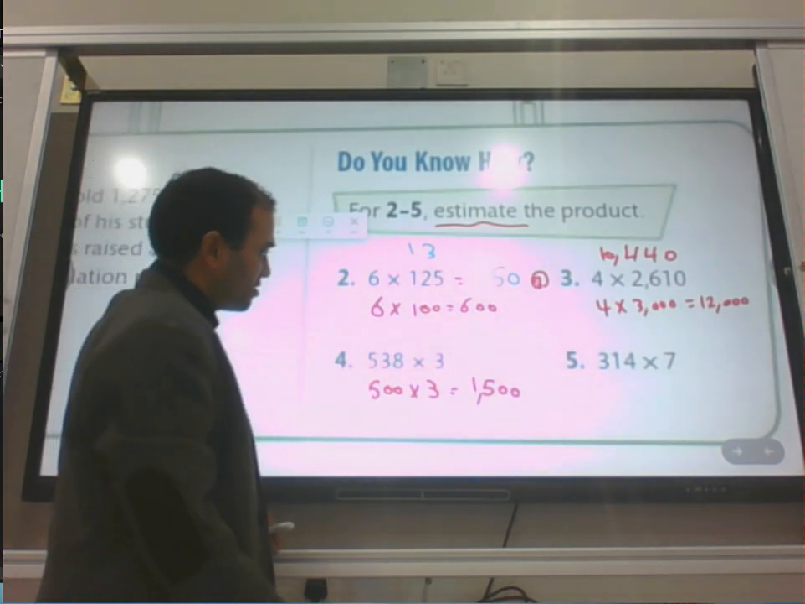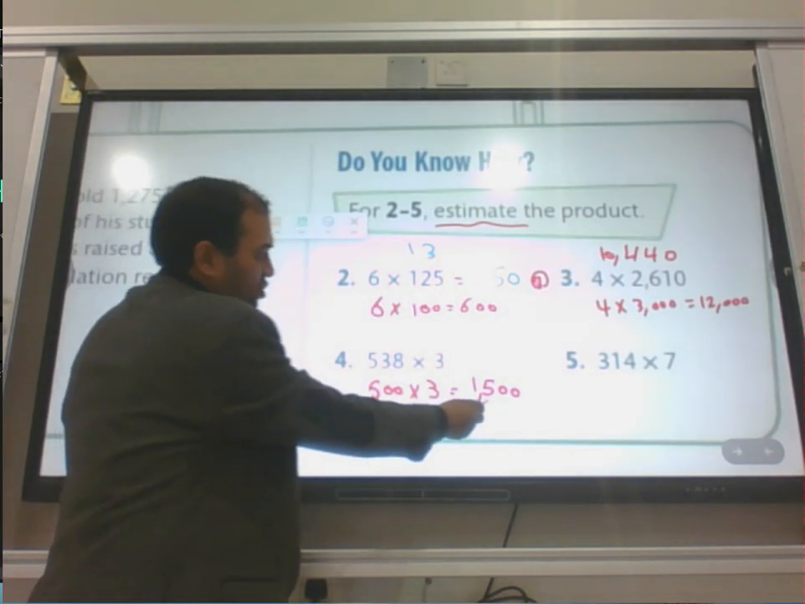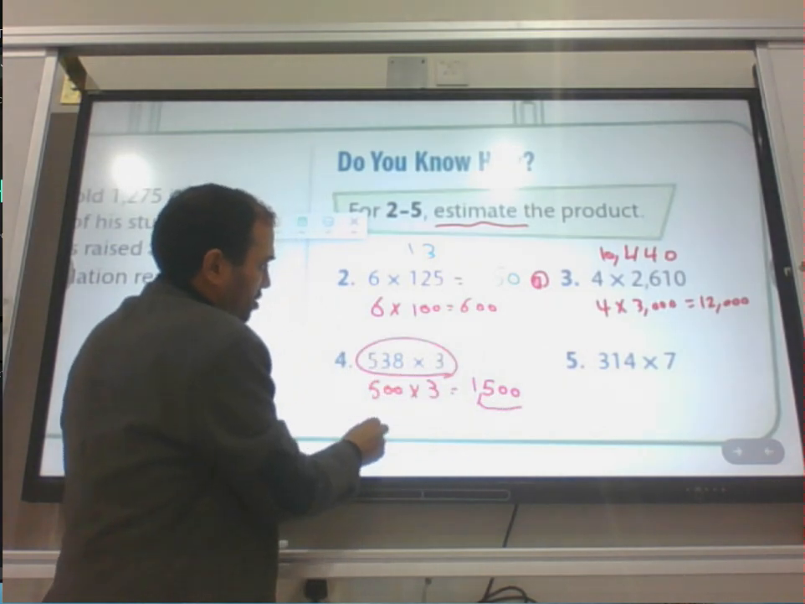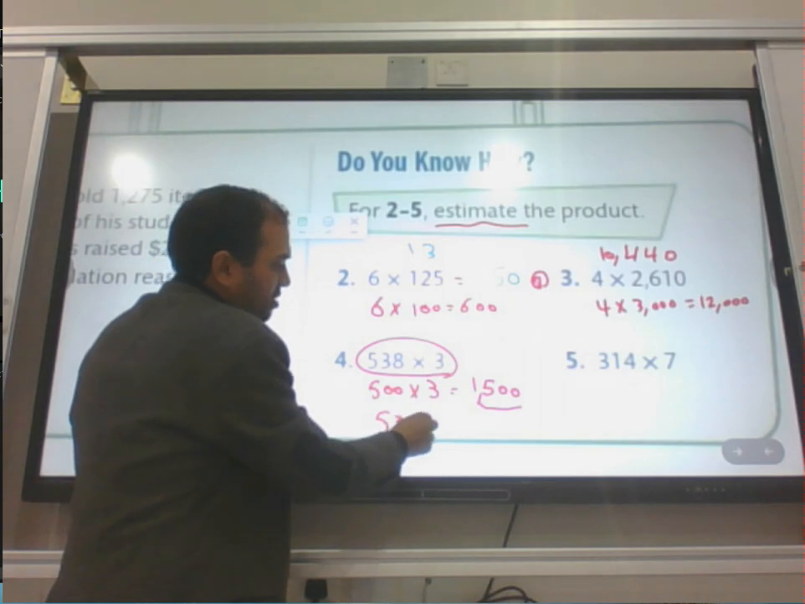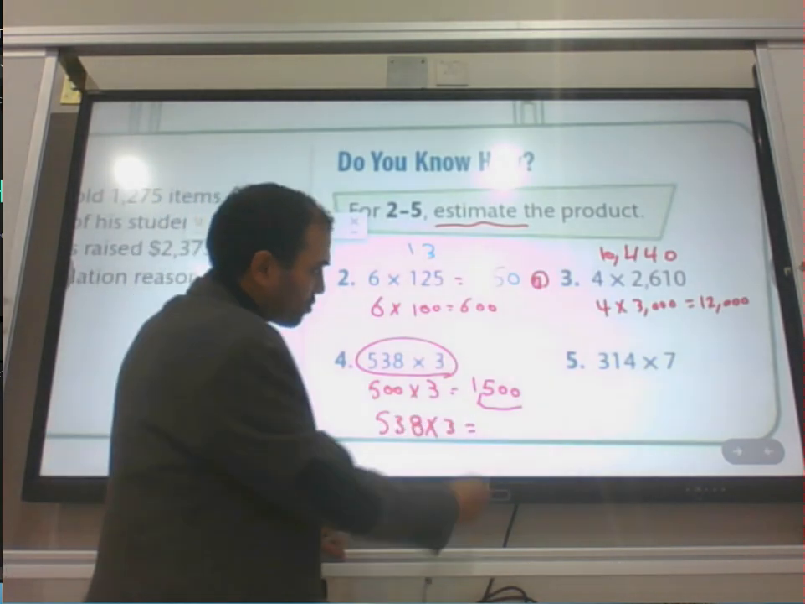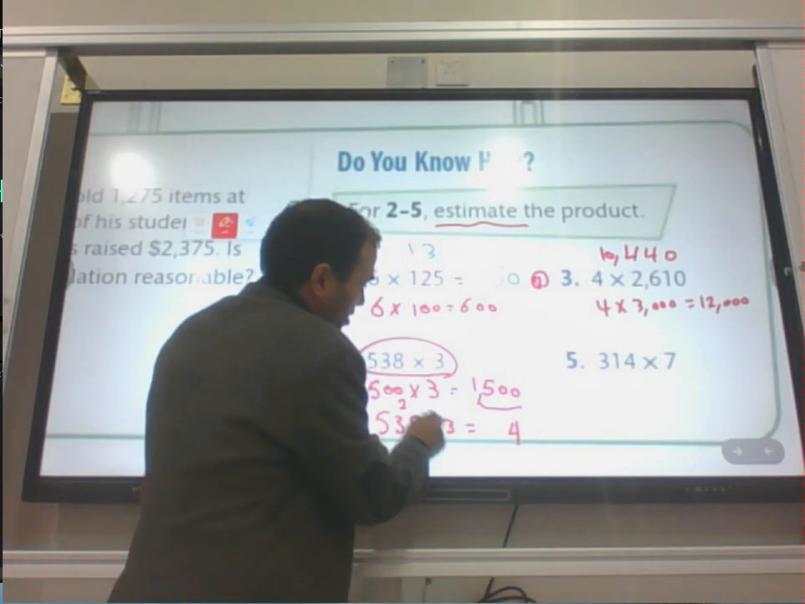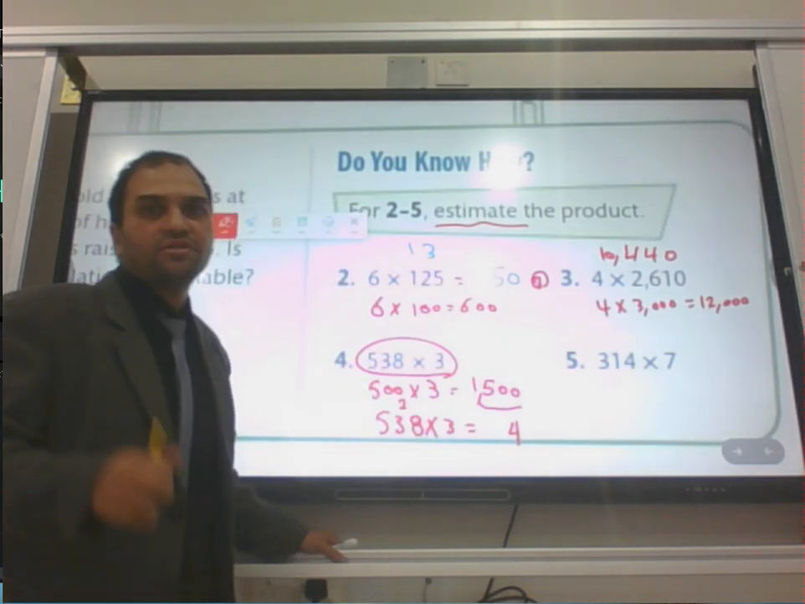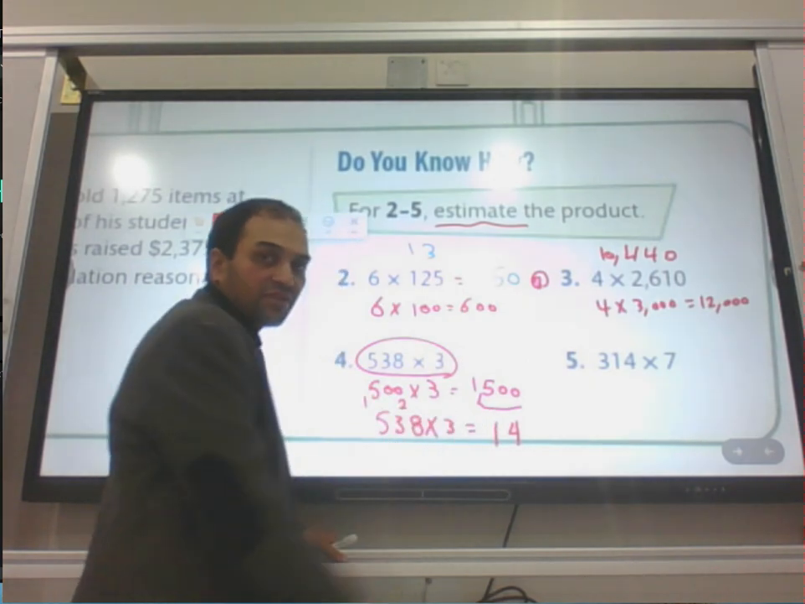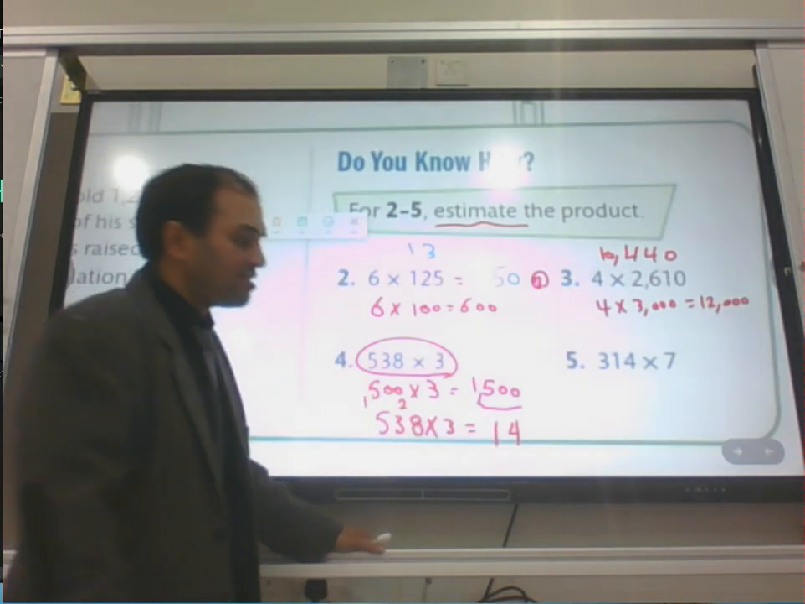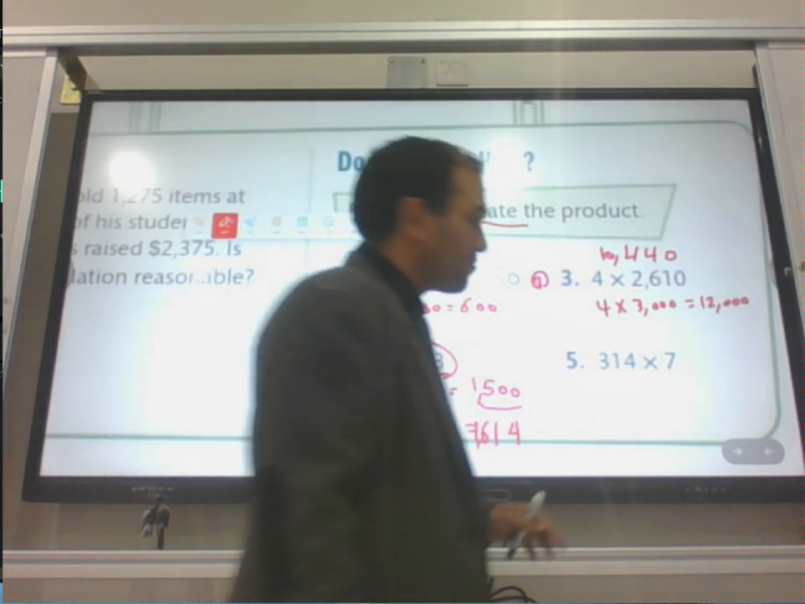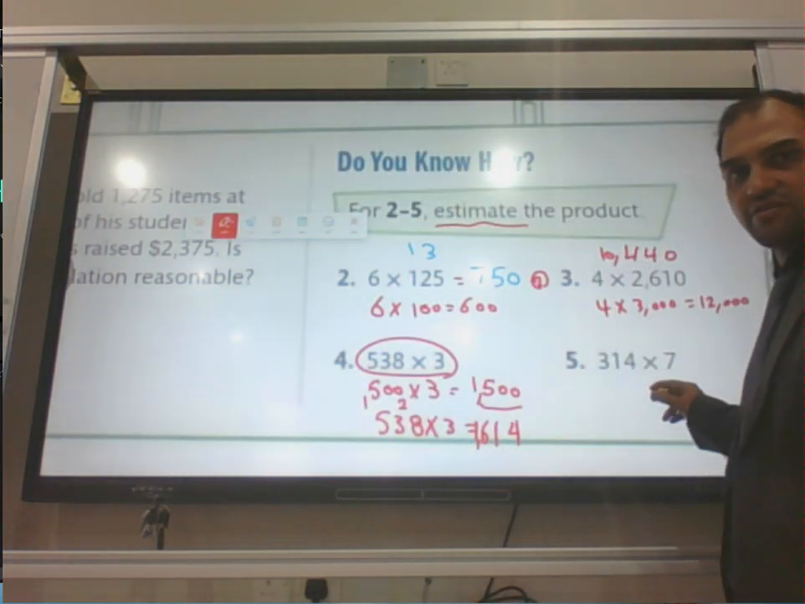And if you want to find the actual number, 538 times 3, start from the right-hand side. 3 times 8 is 24. Write 4 and carry 2. And then 3 times 3 equals 9. 9 plus 2 equals 11. Write 1 and carry 1. 3 times 5 is 15. 15 plus 1 equals 16. Then the result will be 1,614.